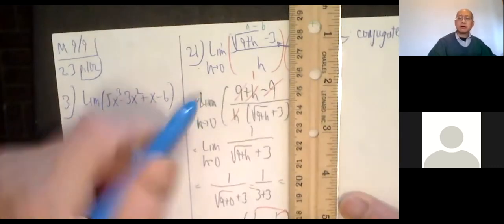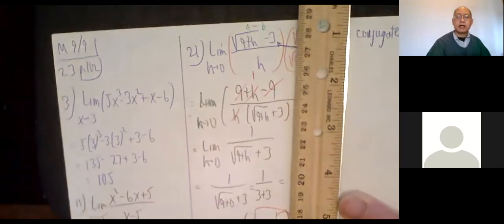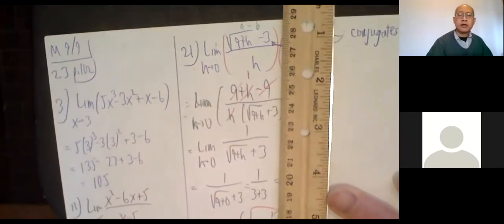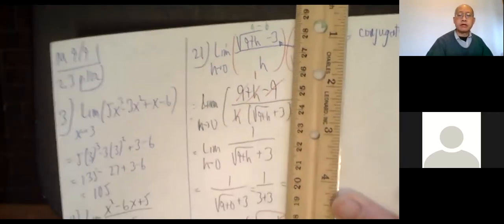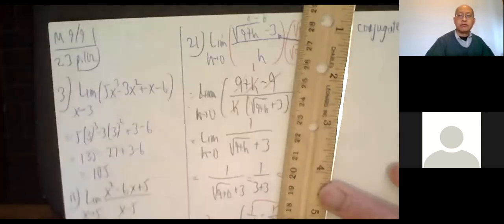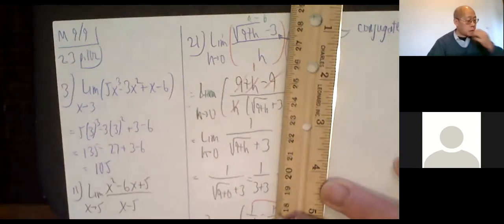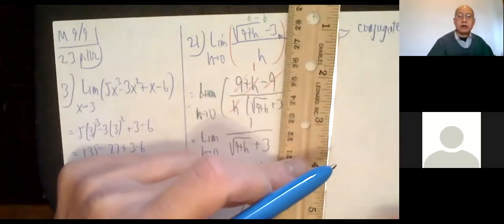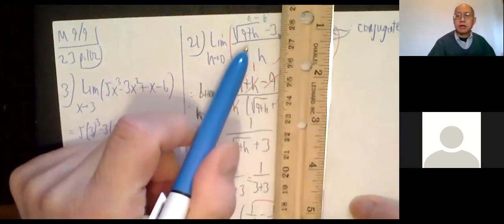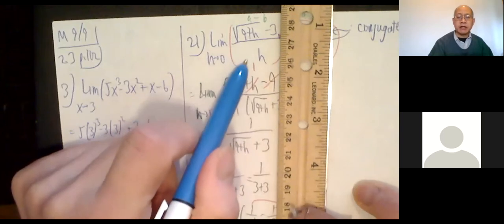Limit as h approaches 0 of square root of 9 plus h minus 3, all over h. The original is in blue. Extra stuff that I wrote is in green and red and so on. Again, don't plug in. If you plug in, you're going to divide by 0. Some of you have noticed you often get a 0 on the top, but you don't have to have a 0 on top. The main thing is you can't plug in directly.